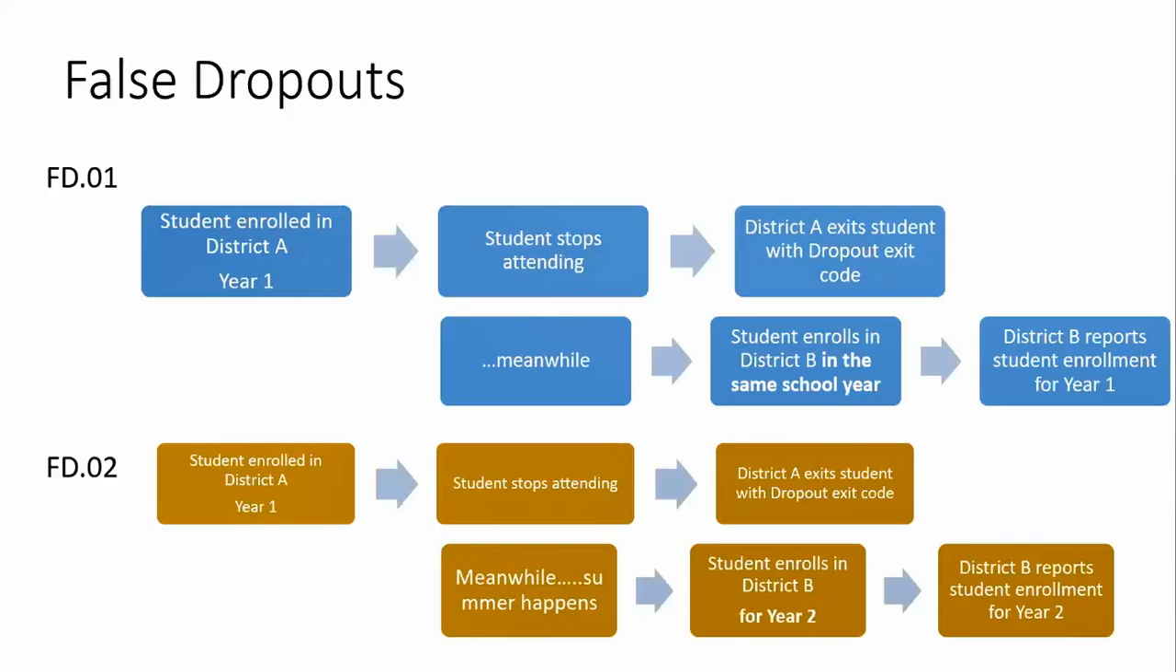Okay, the second false dropout case is similar, but since it spans school years, the student is exited as a dropout in year 1, and since there is no further activity for the student in year 1, the dropout will already have impacted your accountability report for that school year.